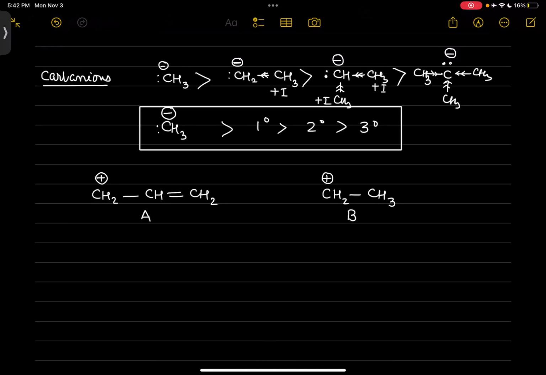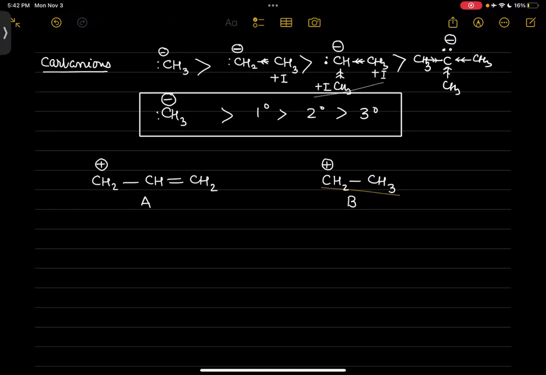It is tertiary. The other is primary, because this carbocation is connected to only one carbon. This is also primary, but it is true that A is more stable. It has a positive charge. Tertiary.